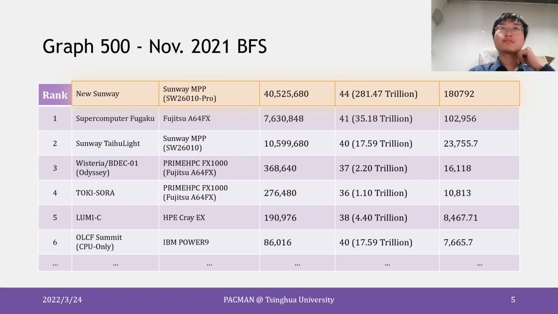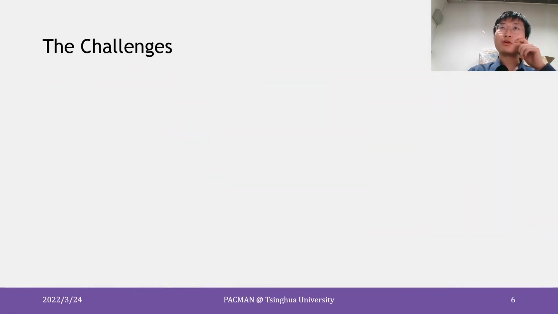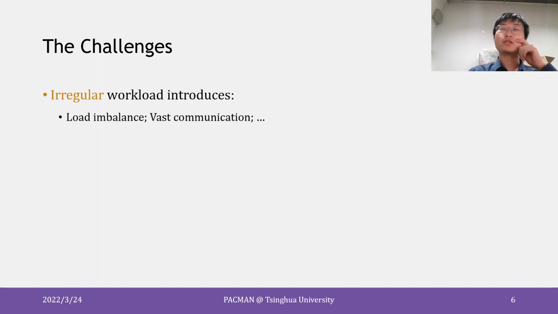8 times on graph size, which is 281 trillion edges, 180 tera-TEPS, which is nearly 2 times the top, with an unprecedented scale of 40 million cores. The irregular workload of graph processing introduces multiple issues, including load balancing, vast communication, and so on. These issues ultimately result in poor scalability.